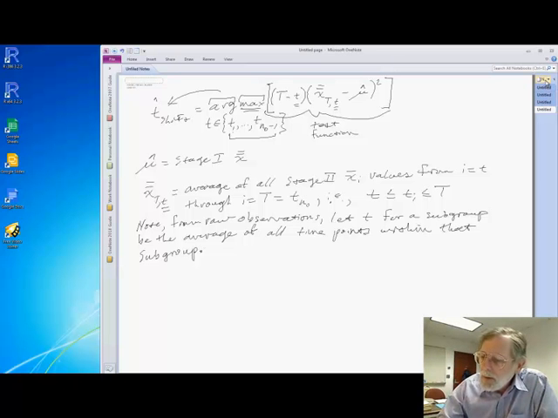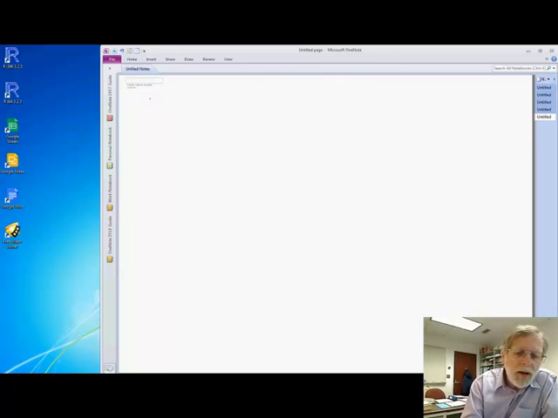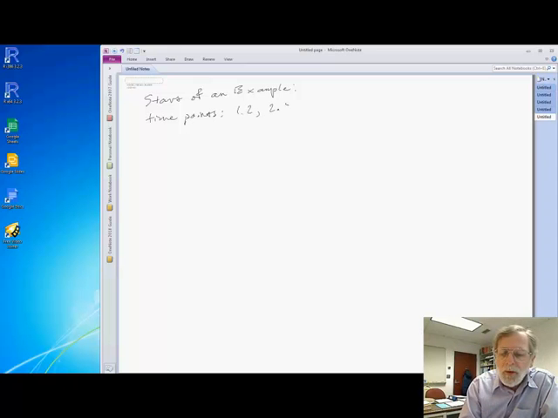So let's look at just half an example. I'll call it start of an example. Time points. They are 1.2, 2.5, 4.8, 6.7, and 8.3.